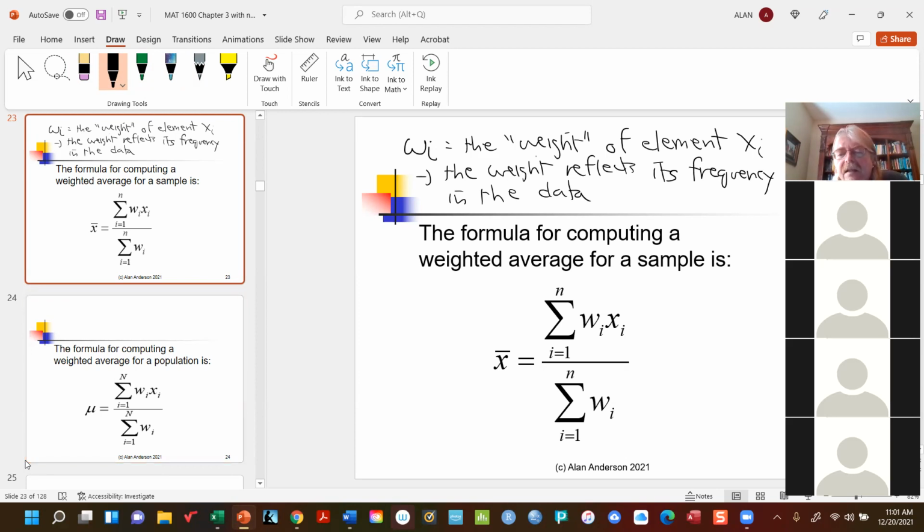So other than that, none of this is new. This is still X bar because it's a sample mean. In the numerator, we have the sum of the weights times the X's. In the denominator, we clearly have the sum of the weights. And when we divide that out, we'll end up with our weighted average for a sample. Now, there's a separate formula for a population, which again only involves changing the notation ever so slightly.